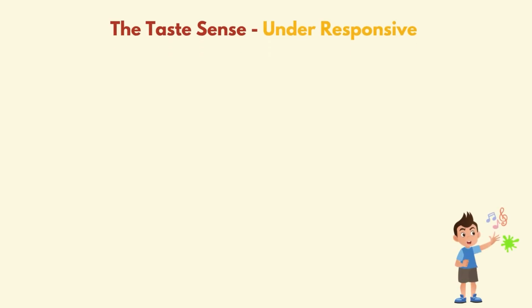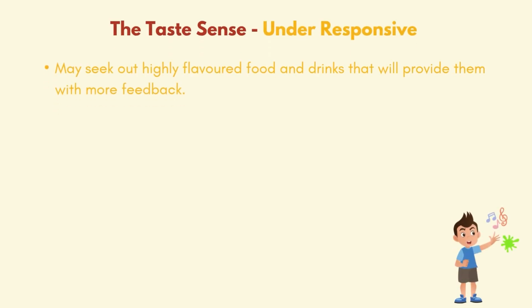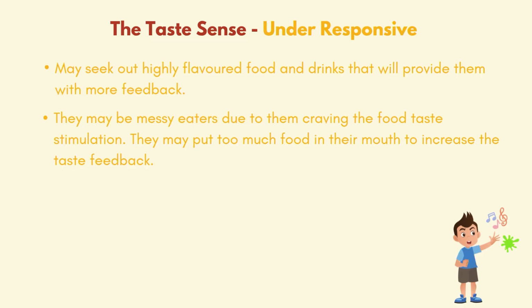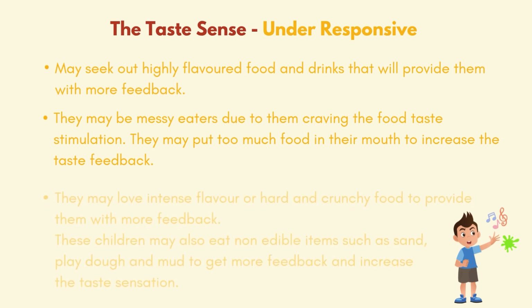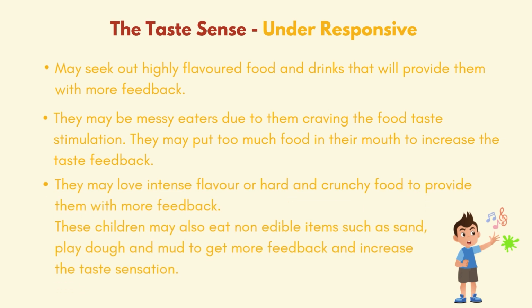Under-responsive. The under-responsive children may seek out highly flavourable food and drinks that will provide them with more feedback. They may be messy eaters due to them craving the taste stimulation. They may put too much food in their mouth to increase the taste feedback. They may love intense flavour or hard and crunchy food to provide them with more feedback. These children may also eat non-edible items such as Play-Doh, sand and mud to get more feedback and increase the taste sensation.